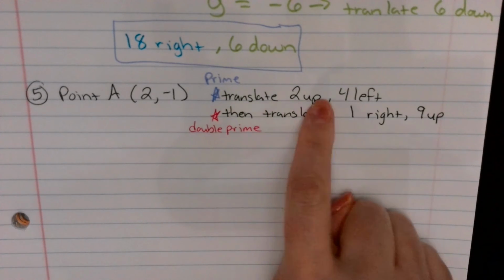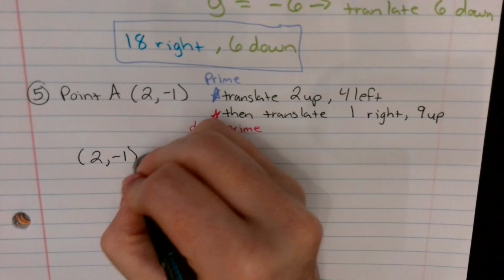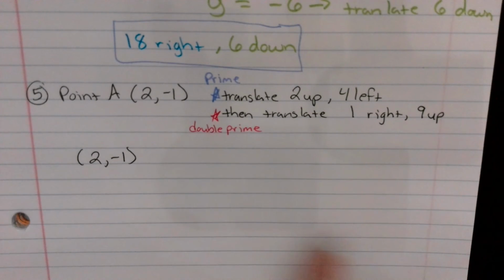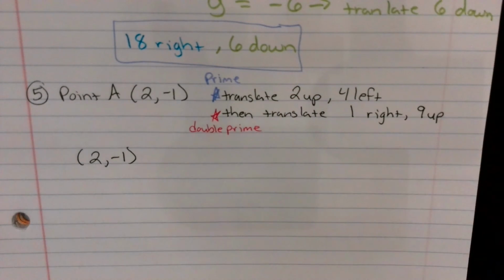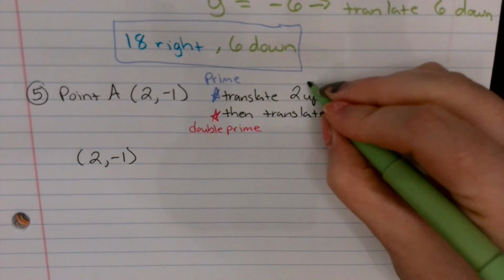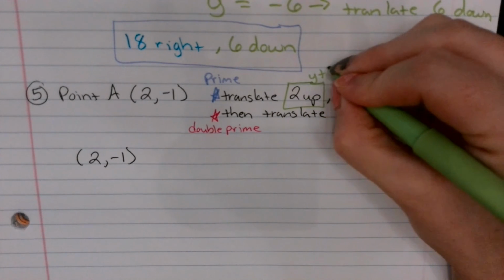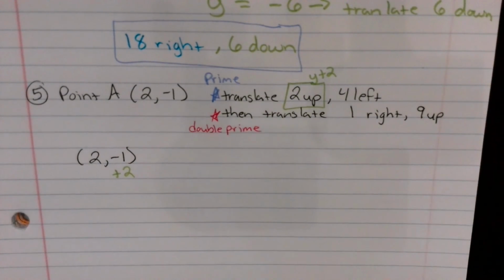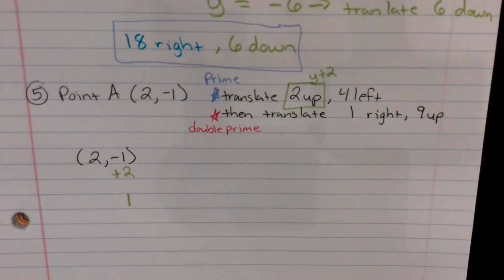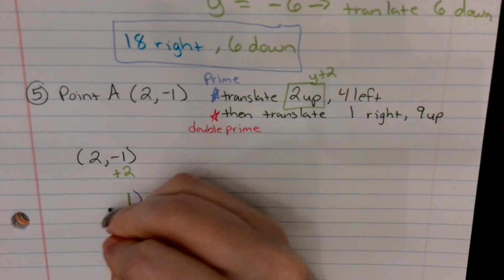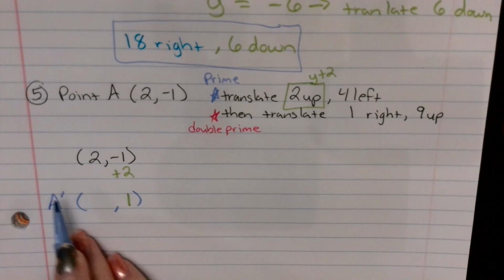Okay, so let's focus first on the prime. So our point started at (2, -1). Now it says we're going to translate 2 up. 2 up is going to affect the y. So that means we're going to do y plus 2. So I'm going to add 2 to the negative 1, and that's going to give me a positive 1. Again, this is going to bring me to A prime.